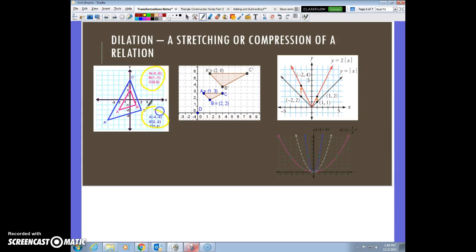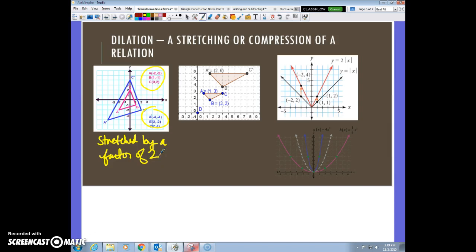If I look at the purple compared to the blue ones here, I see that the x-coordinate went from -2 to -4, 1 to 2, and 0 to 0. And -2 to -4, -1 to -2, and 2 to 4. So basically, everything is being multiplied by 2. So I'm going to say this is stretched by a factor of 2. Okay, and the same kind of thing works with our functions over here.